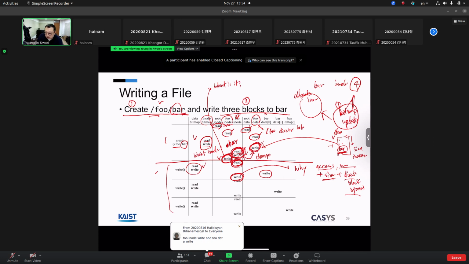Foo inode write, foo data write, bar inode write, bar data write. They also can be changed. It's okay. This write operation can be changed, after or during the creation. It can be reordered. All right, so that's the write operation.